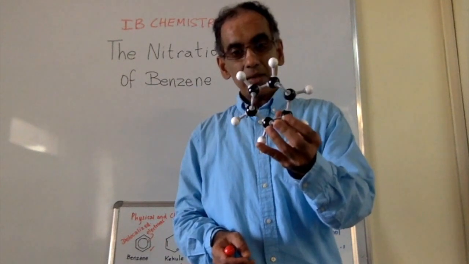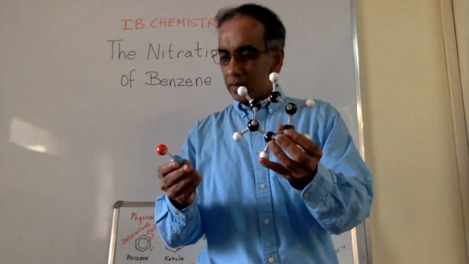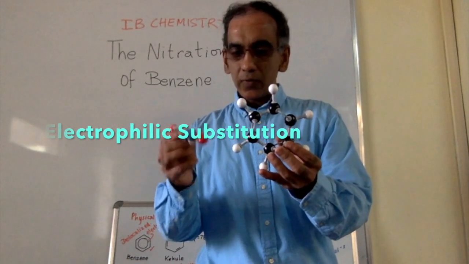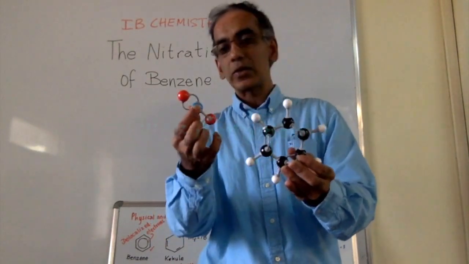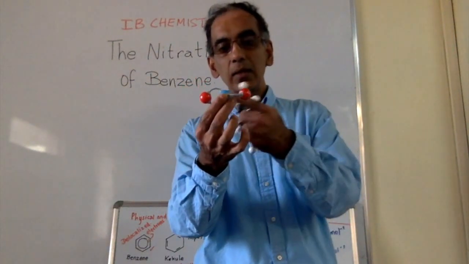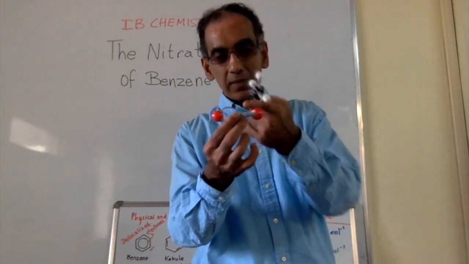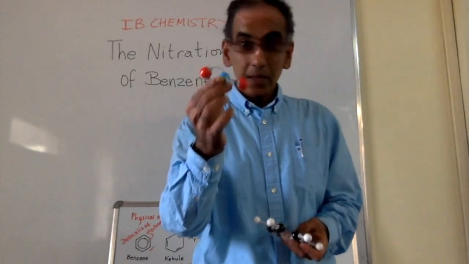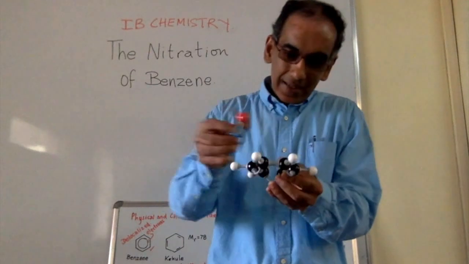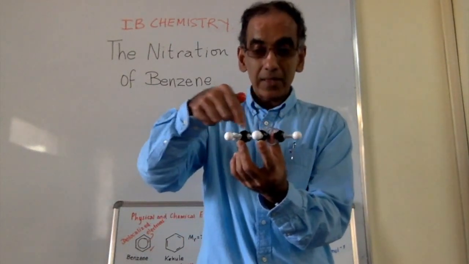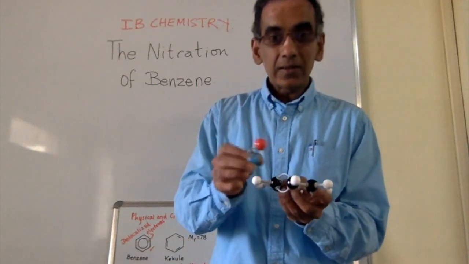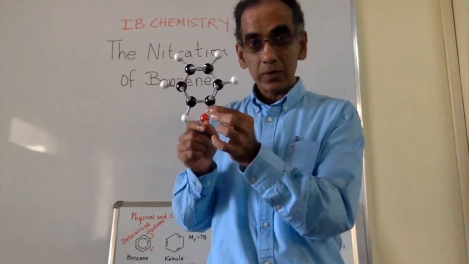C6H6, benzene, and how it undergoes an electrophilic substitution reaction involving this species, NO2 with a positive charge, the nitronium ion. This nitronium ion attacks this electron-rich aromatic ring, and through a series of steps, it takes the place of one of these hydrogens.